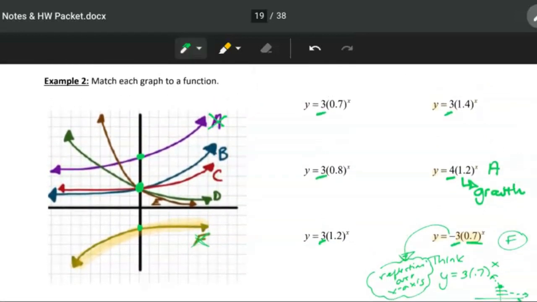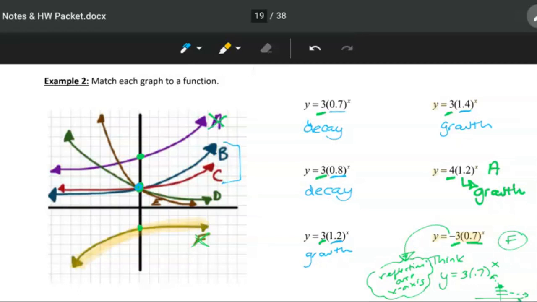So first, I would just write a few things we know about each equation. All right, this first one is decay, because 0.7 is in between 0 and 1. 0.8 is also decay. 1.2 is growth. All right, and 1.4 is also growth. So they all go through this y-intercept in the middle. All right, so for the two that are growing, that's going to be B and C. Those two are going up. All right, so we need to narrow it down.